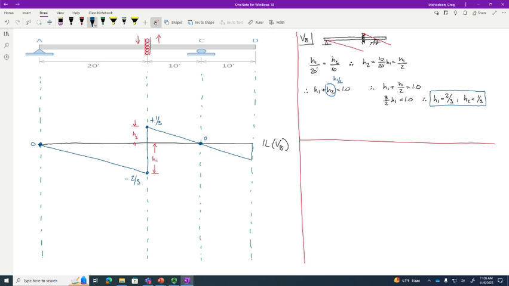Now, if you want, you can use the plug and chug expression. You can say, you know, H1 over L1 equals 1 minus H1 over L2. If you want to do it like that, you can, and just plug and chug and solve. But I kind of just like to look at it and use a bit of logic. That's kind of how I do it.